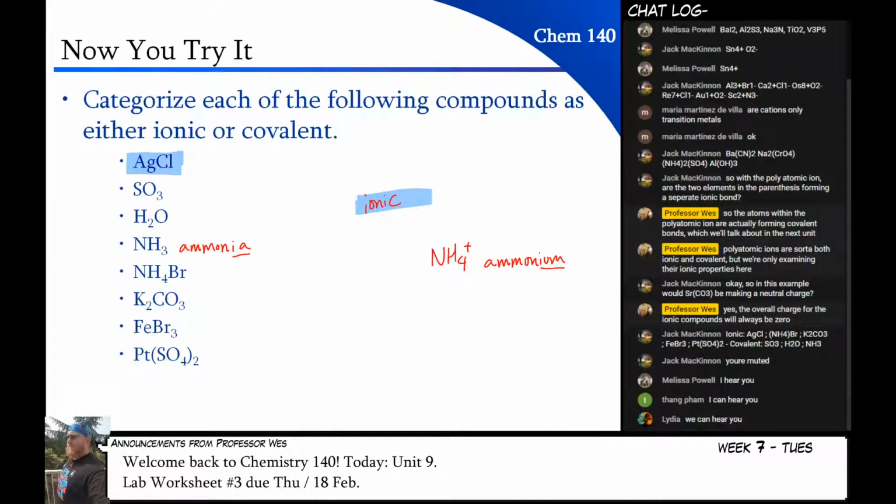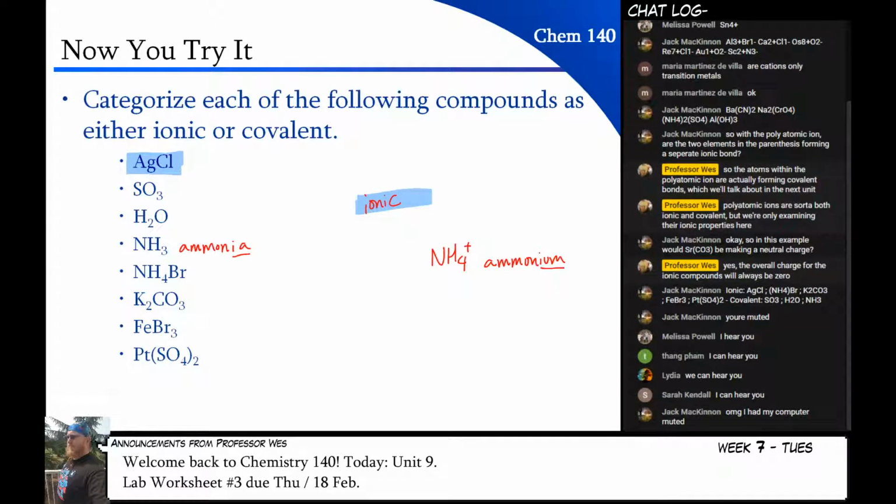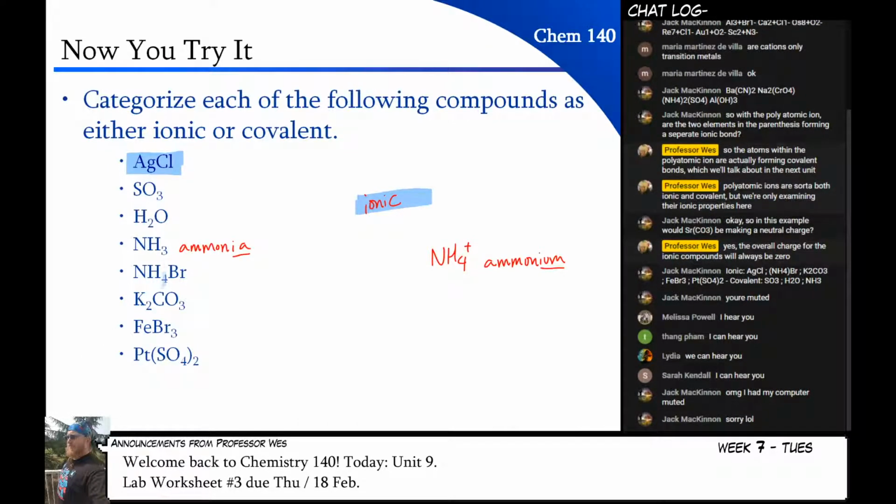Okay, cool. So, just note the difference between ammonia and ammonium. That's easy to do. So be mindful of that. So NH3 does not have any metals in it, so we're not going to mark it as ionic. But NH4 is ammonium, and so we will mark it as ionic.